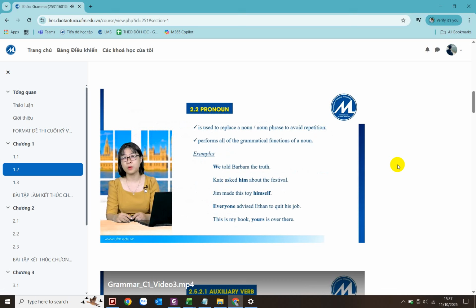We told Barbara the truth. Kate asked him about the festival. Jim made this toy himself. Everyone advised Ethan to quit his job. This is my book. Yours is over there. So the pronouns are words like we, him, himself, everyone, or yours in these sentences.